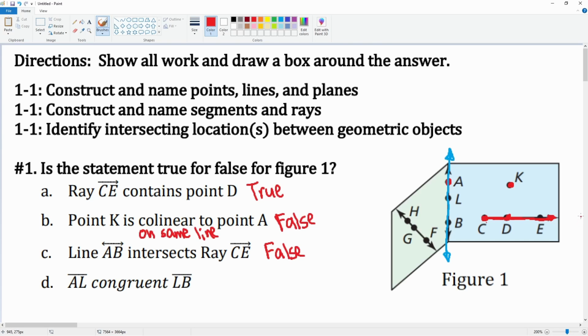Letter D. Line segment AL is congruent to line segment LB. They're saying that this line segment right here, AL, is congruent to line LB. This is false. You do not know it's congruent. If point L was the midpoint, then you can say line segment AL is congruent to line segment LB, but we don't know that. So for right now, it is still false.